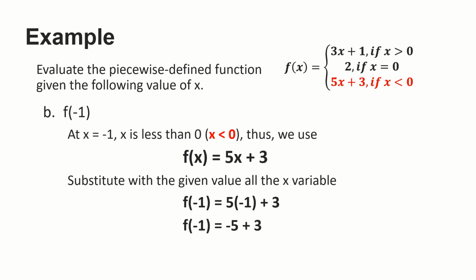So negative 5 times negative 1 is negative 5, plus 3 will give us negative 2. So f of negative 1 is equal to negative 2.